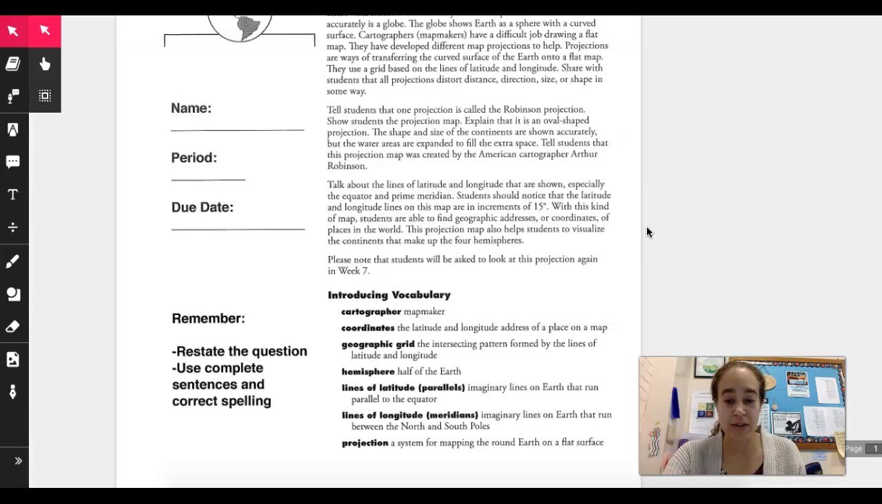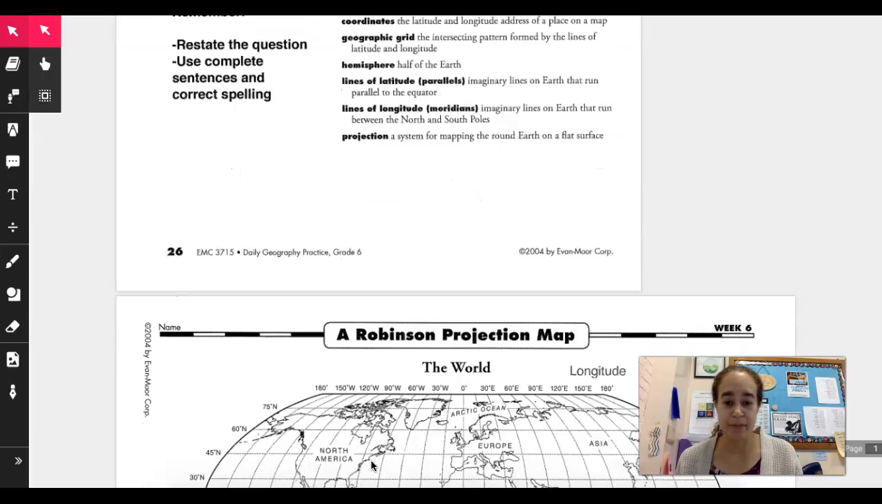reminder. So lines of latitude are parallels, and lines of longitude are the meridians, and you have those definitions here. You've had those on your map quiz before. Hemisphere is half of the Earth, and a projection, this one you're going to have a question on, is a system for mapping the round Earth on a flat surface. So you know in the classroom we have globes. That's the most accurate way to show all of the continents and oceans because the Earth is round. But a projection is a way of putting the map of the Earth on a flat surface, so we could look at it on a piece of paper.